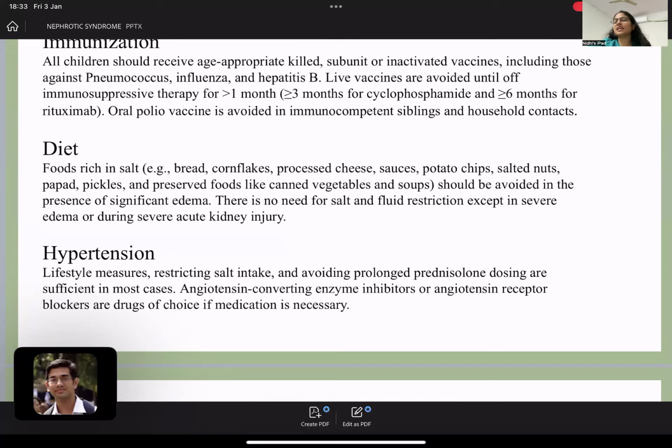We have studied in vaccination that you do not give live vaccines to immunosuppressed patients. We can give killed, inactivated vaccines and toxoids, but live vaccines we do not give till we have weaned off the immunosuppressive therapy. That is, steroids have been stopped for at least more than a month. That is when we consider that the patient has become immunocompetent again.